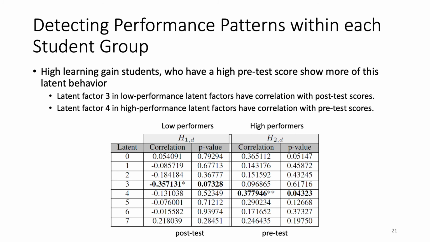As we can see in high performance latent factors, latent factor number 4 has a small but significant positive correlation with students' pre-test scores. It means that high learning gain students who have a high pre-test score show more of this latent behavior as compared to the ones that have a low pre-test score. Now let's look at the heat map to see what we can conclude.